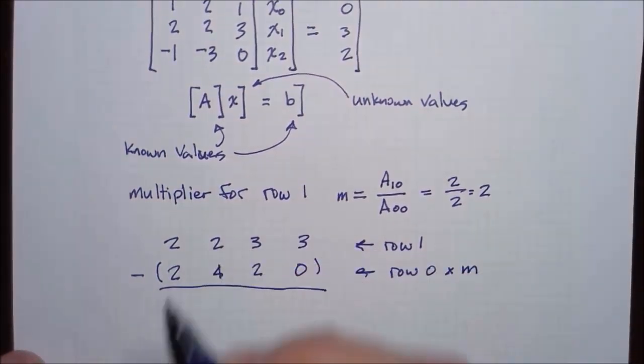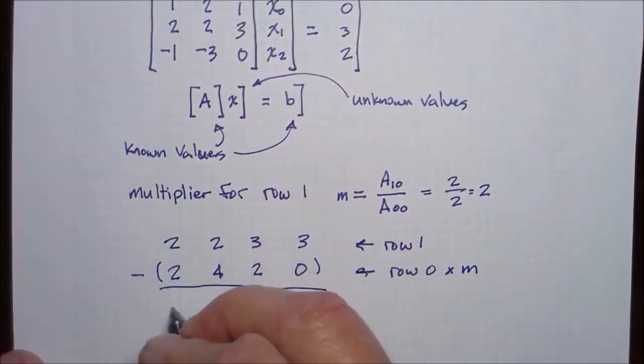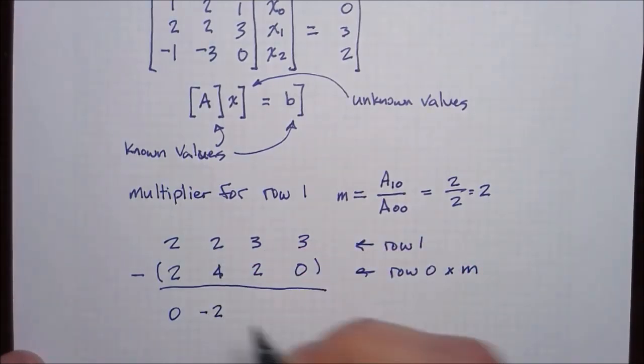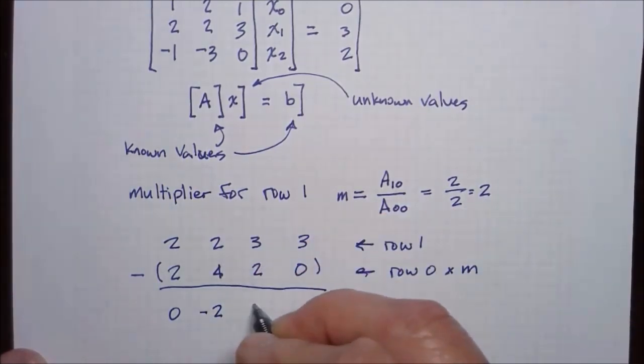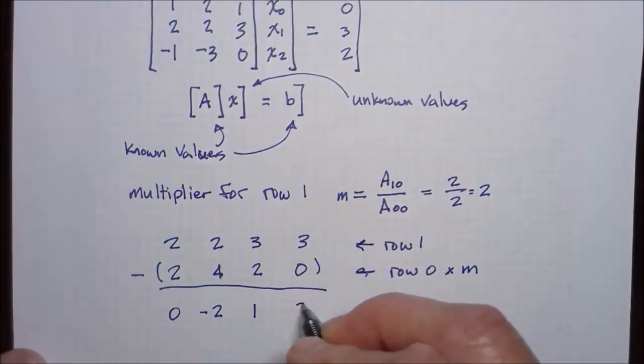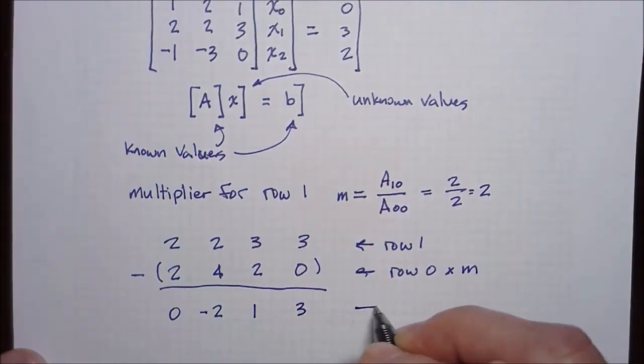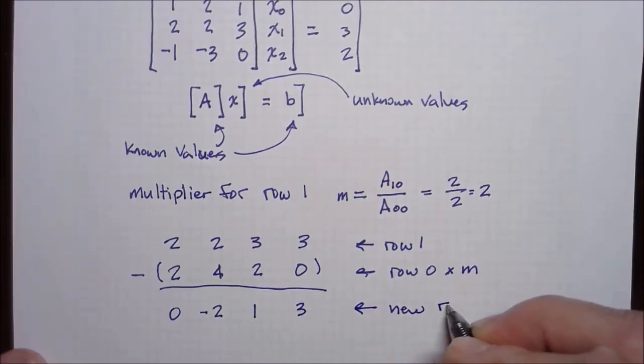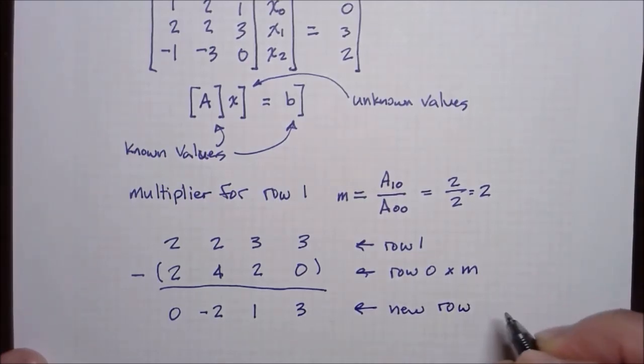and when we complete the subtraction, we get 2 minus 2 is 0. 2 minus 4 is minus 2. 3 minus 2 is 1. 3 minus 0 is 3. This becomes the new row 1.